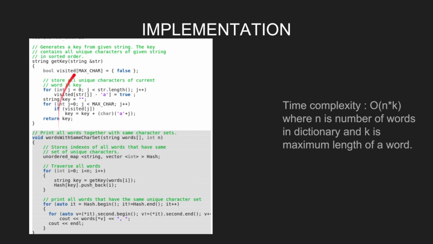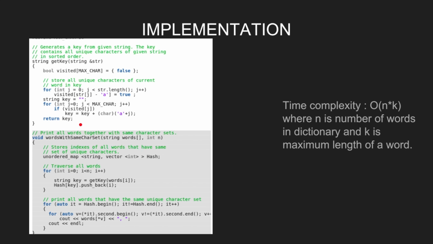We have a getKey function which generates a key from a given string. The key contains all the unique characters of the given string in sorted order. We create a boolean array visited, which is initially all false. Now we have to store all the unique characters of the current word in the key. We traverse through the string and set each character of the string as visited, that is, visited[str[j] - 'a'] = true. Initially the key is empty, then we add those characters to it which are visited. Finally, return the string key.